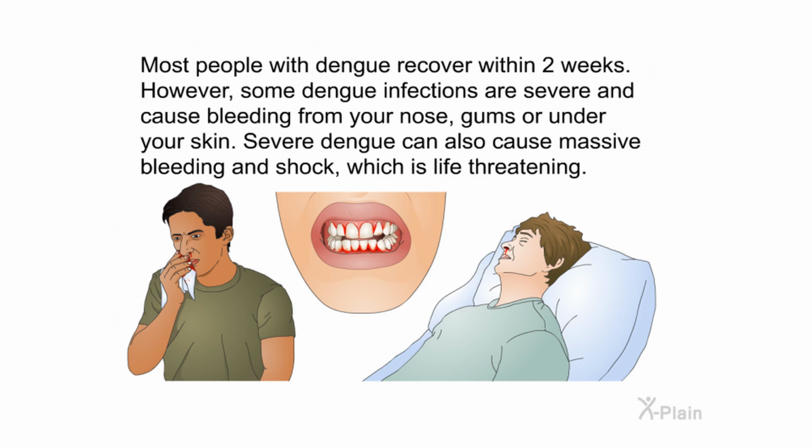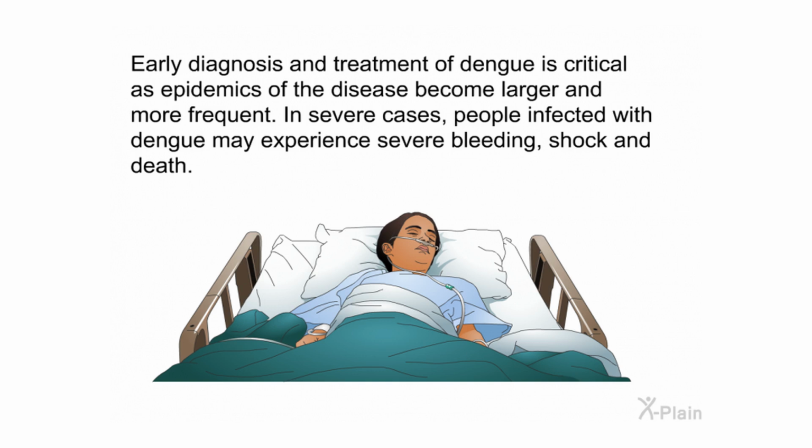Most people with dengue recover within 2 weeks. However, some dengue infections are severe and cause bleeding from your nose, gums, or under your skin. Severe dengue can also cause massive bleeding and shock, which is life-threatening. Early diagnosis and treatment of dengue is critical as epidemics of the disease become larger and more frequent.